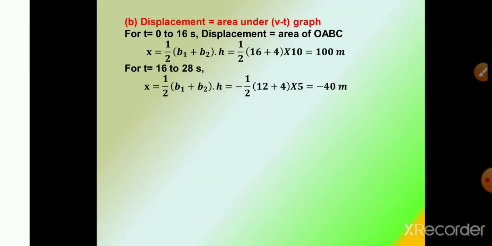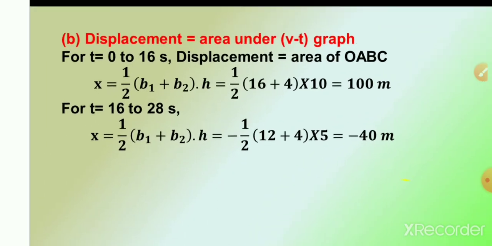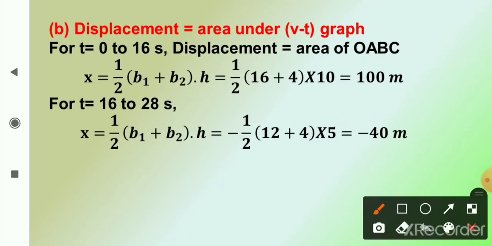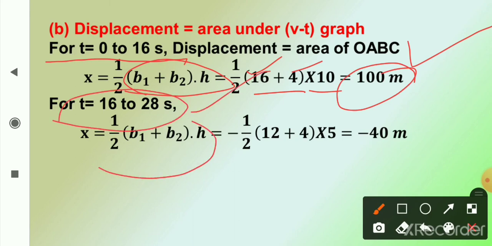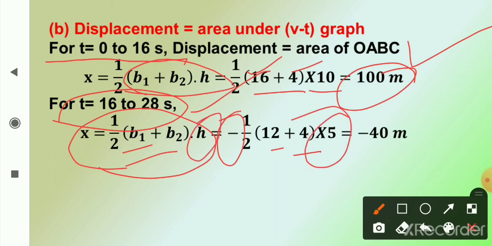So, that's what we are going to do for this part. So, comes the displacement part, you see. For time t is equal to 0 to 16, displacement is area of the trapezium, half b1 plus b2 into h, that is half 16 plus 4 into 10, which is 100 meter. For time 16 to 28 second, same formula, the value of bases is 12 and 4, and this displacement is negative, into height 5, and that is minus 40 meter.